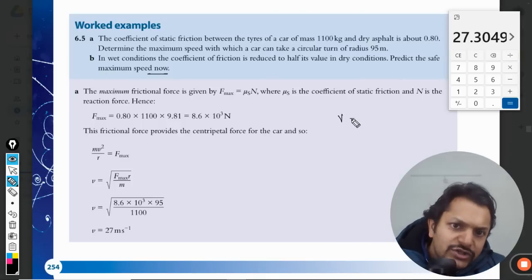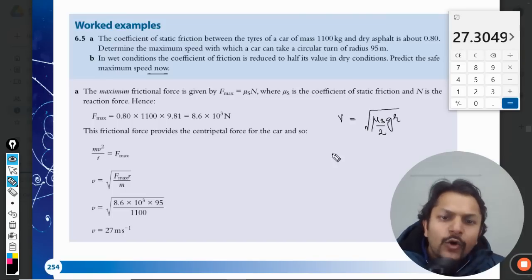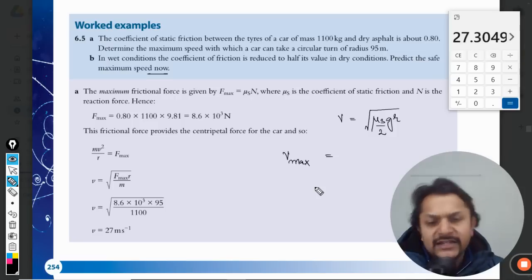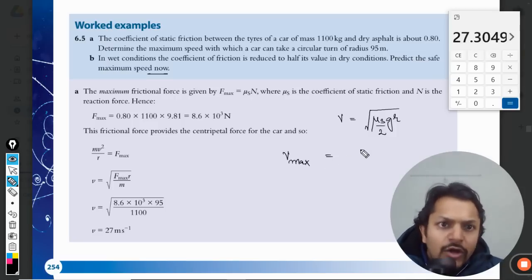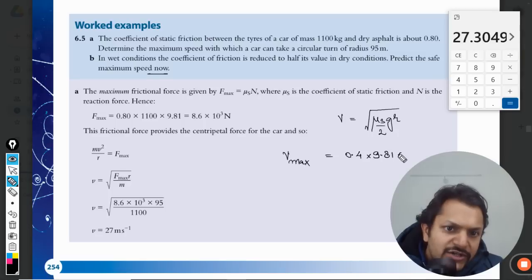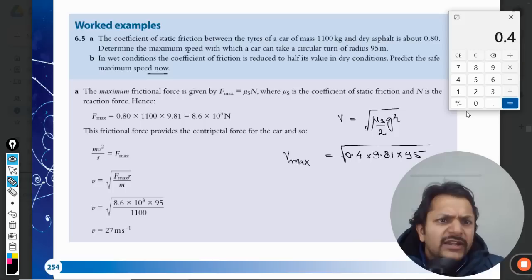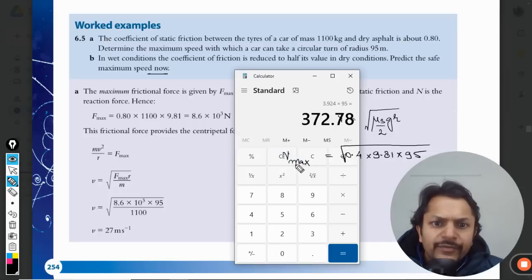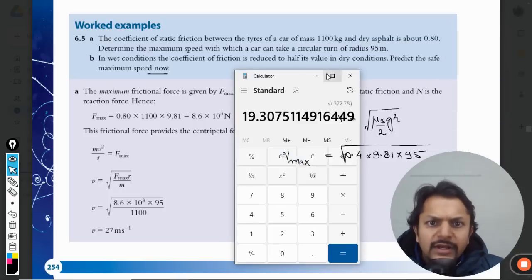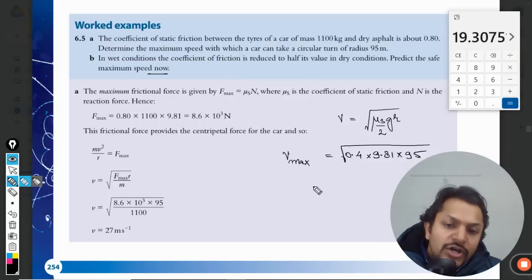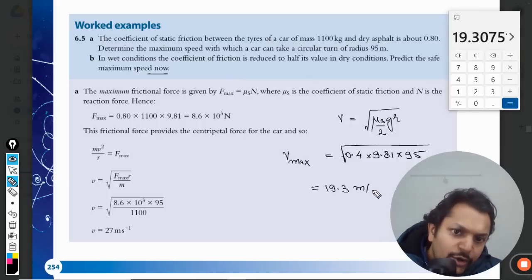So again, we would be using the same formula, but in this case, the coefficient of friction is now half, and this is the V max that the vehicle can have now. So it is 0.8 divided by 2, which is 0.4, into g into the radius, which will be 95 still. So this will be our value, clearly, we can solve it. So this is a very important example for the horizontal circles. So we cannot ignore this. 19.3 is the answer. So now the answer is coming out to be 19.3 meter per second.